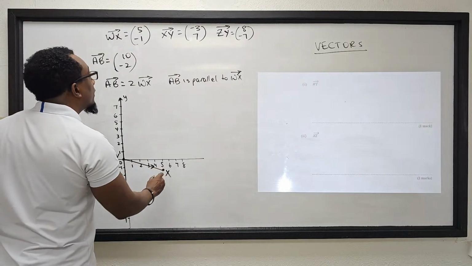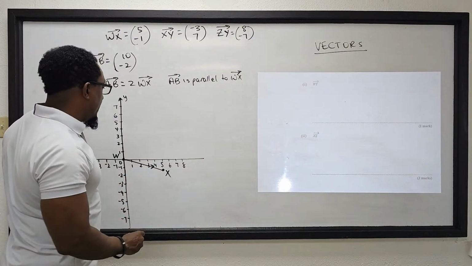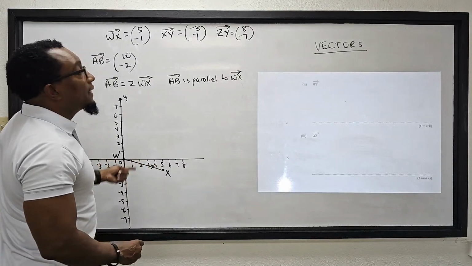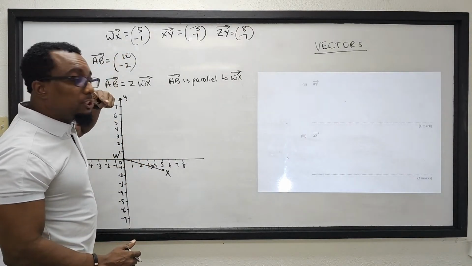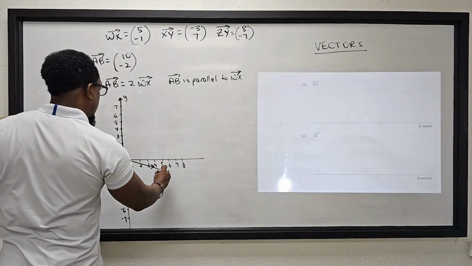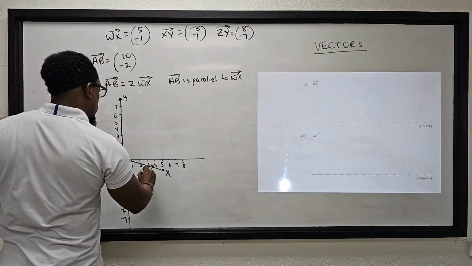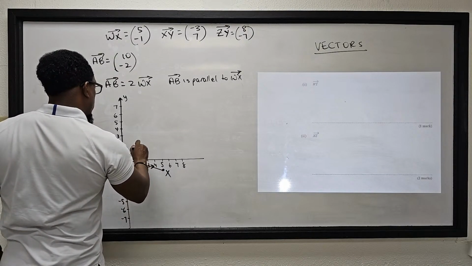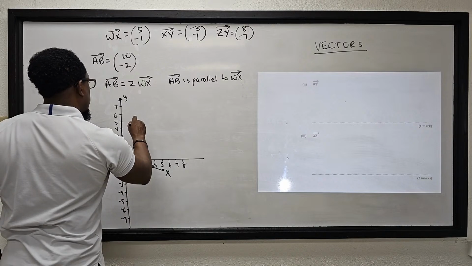XY is negative 3, 7. Negative 3 means you're moving 3 to the left and 7 upwards. Let's have a visual. So you're moving 3 to the left, 1, 2, 3, and 7 upwards, 1, 2, 3, 4, 5, 6, 7.